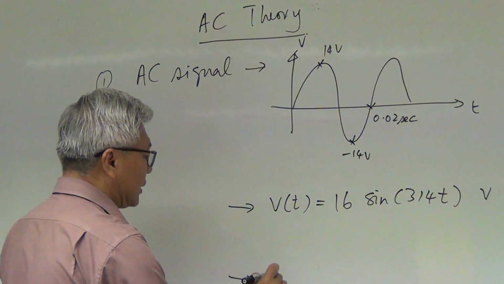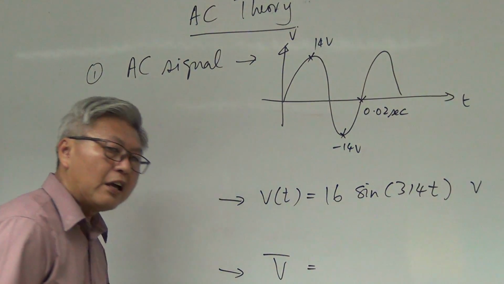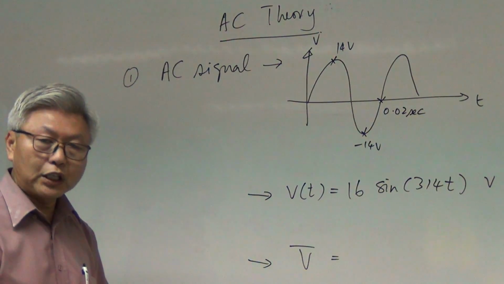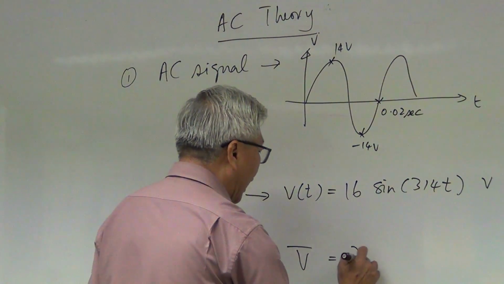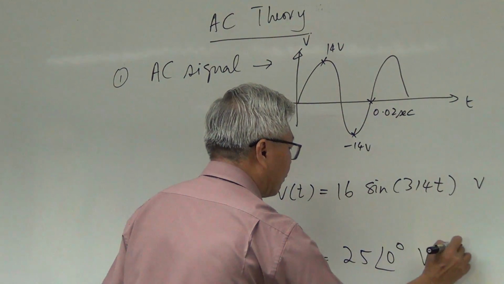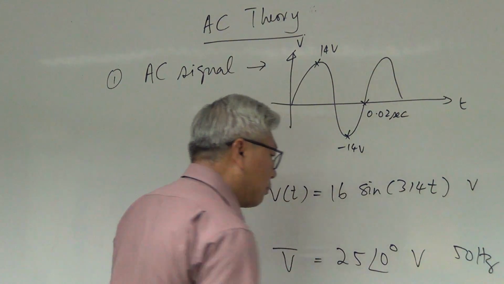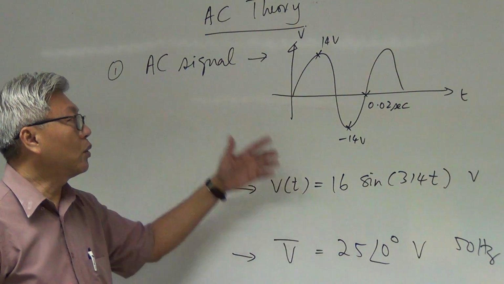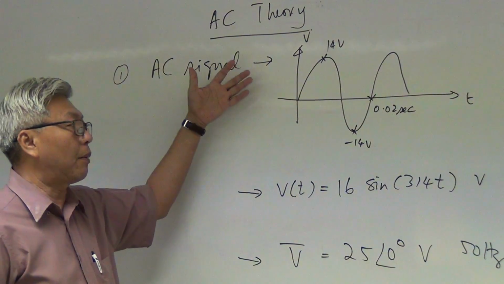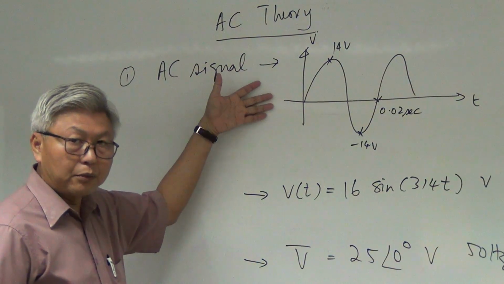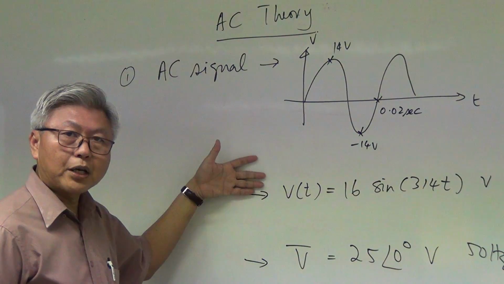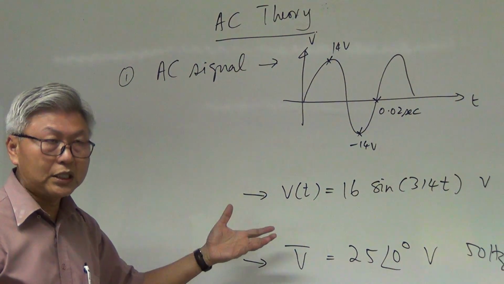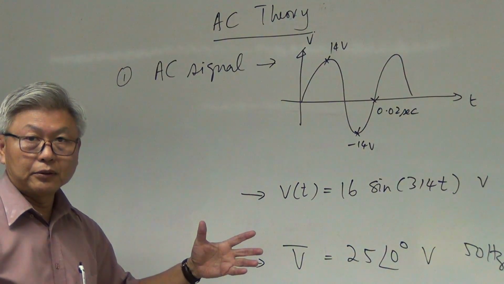The third one is the phasor form. Phasor is a complex number format. So if I say that this AC voltage is equal to 25 angle 0 degree volts, 50 hertz, from here you know that this is a sine wave. Alright? So an AC source can be represented in 3 formats: a diagram form, a sinusoidal expression, as well as the phasor form. So let us now go into this in detail.